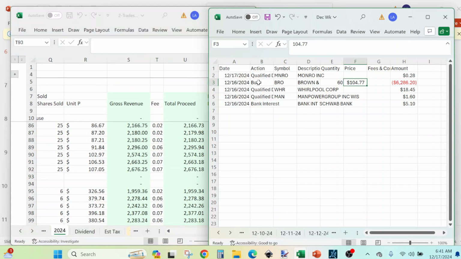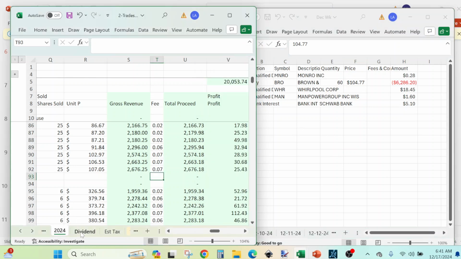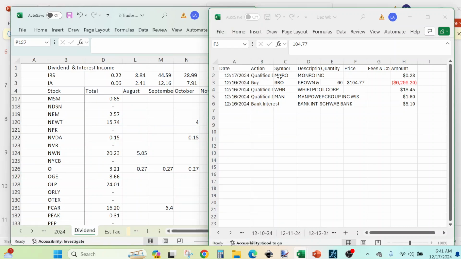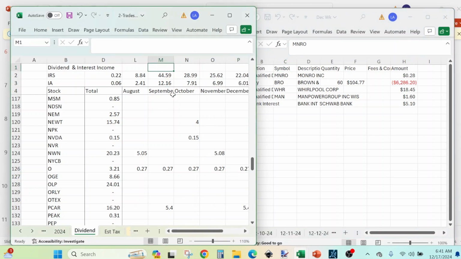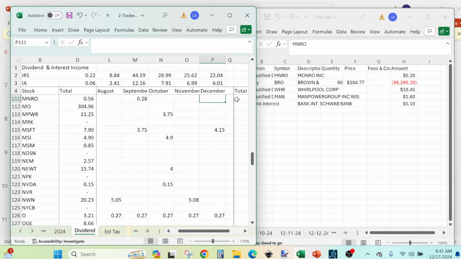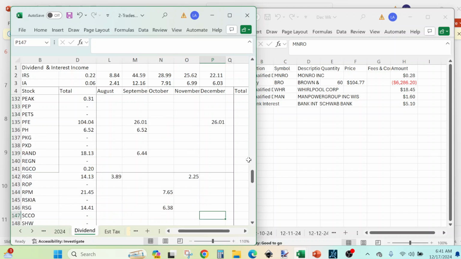Beside that one, we have dividend earnings, and interest for having money in the account. So Charles Schwab pays some interest as well. So we are going to have those recorded. The first one is MNRO, and 28 cents. The second one is WHR, but let's just go down to the W's. That way we can make sure we are not missing anything.